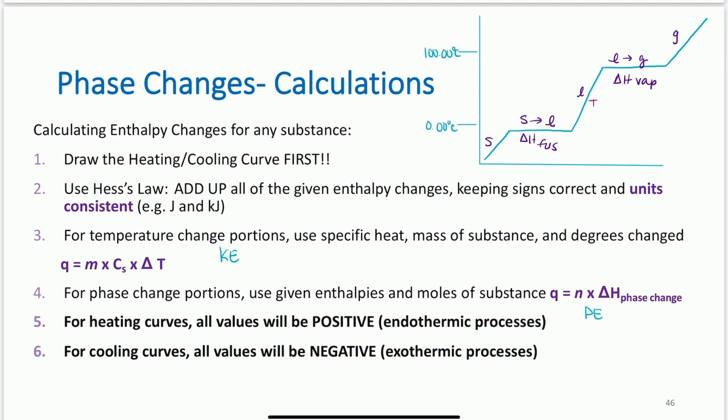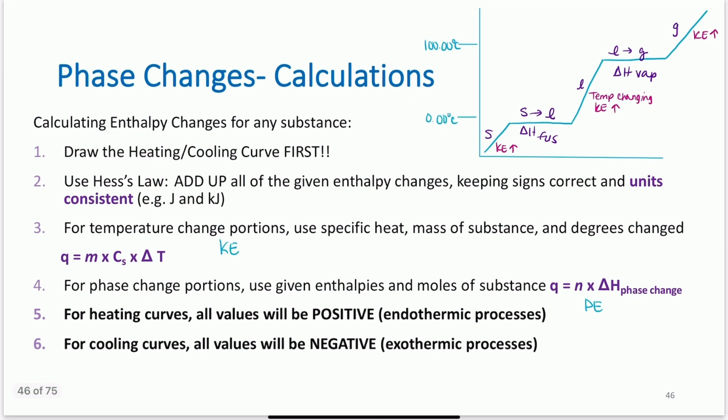This is temp changing, so my kinetic energy is increasing. Same here. Same here. And here, under my two phase changes, the temp is constant, so my potential energy is increasing. This would be a heating curve. If I had heat being removed, it would look opposite of this.